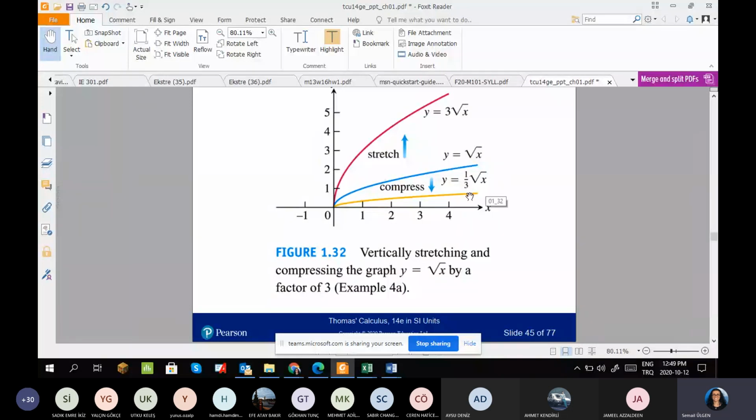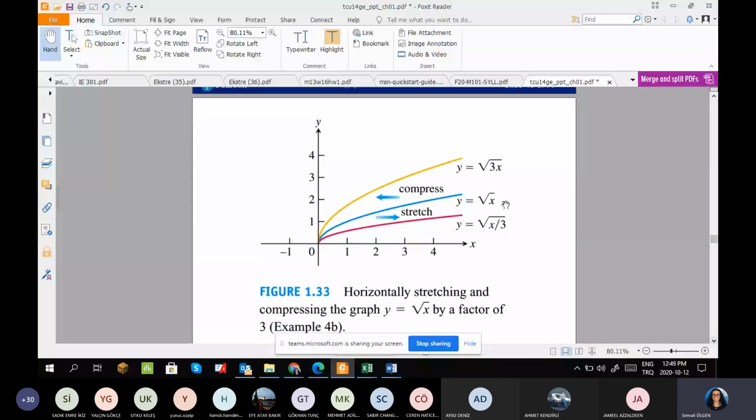If you multiply the square root of x by 1 over 3, it's going to compress it. Whenever x is 1, the y value is going to be 1 over 3. So it's vertical stretching and vertical compressing. All right, let's move on.